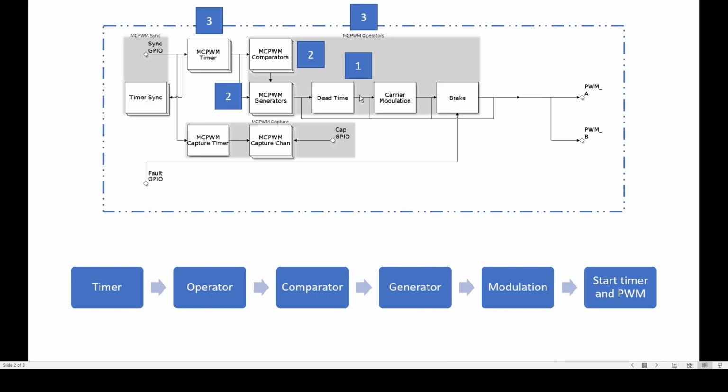To achieve this phase change between the leading and lagging leg, my approach is by utilizing the dead time. On the ESP32, the MCPWM peripheral has two groups. Each group has three timers. Each timer has three operators, and each operator has two comparators, two generators, and one dead time. So for each operator you can generate two PWM signals. Here they gave the example PWM A and PWM B.